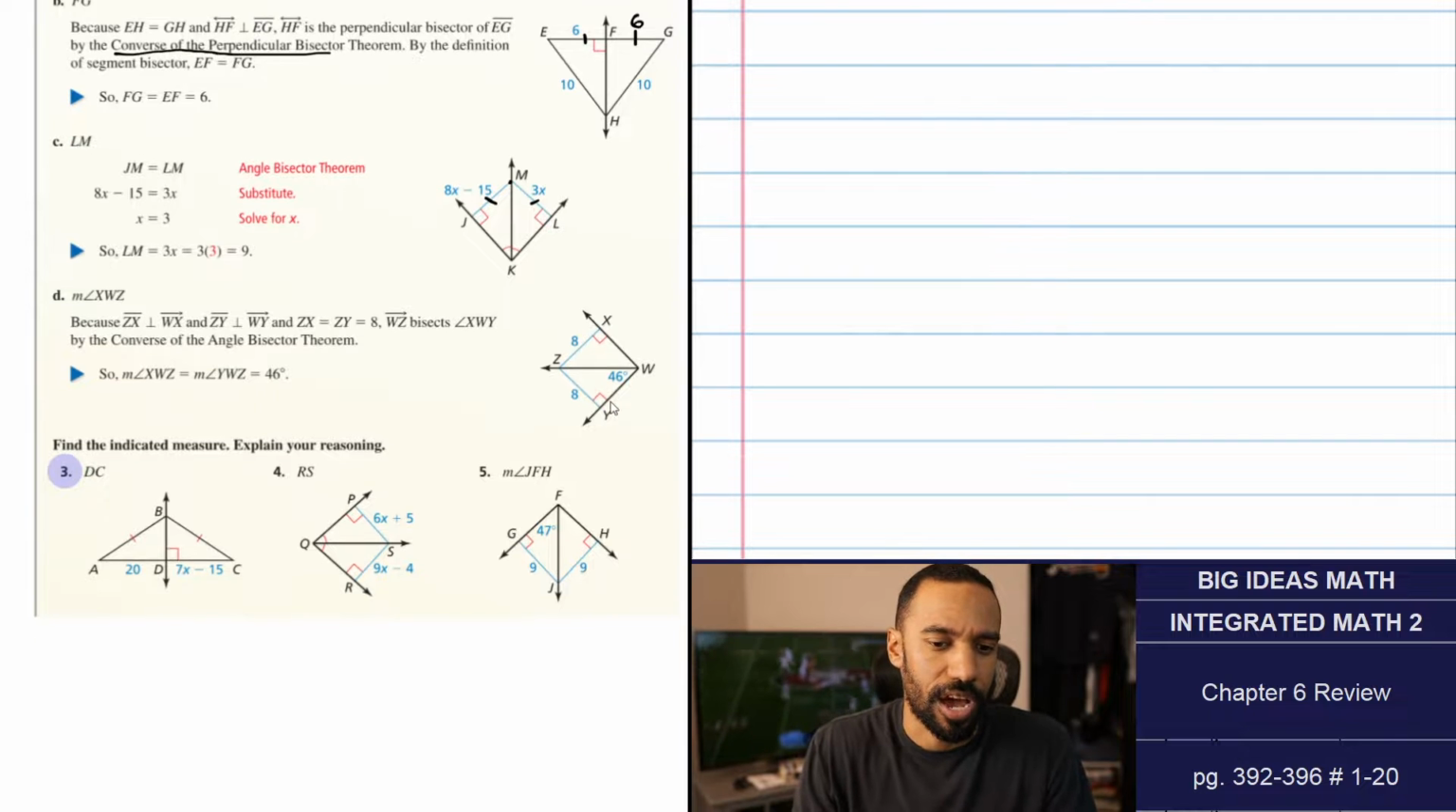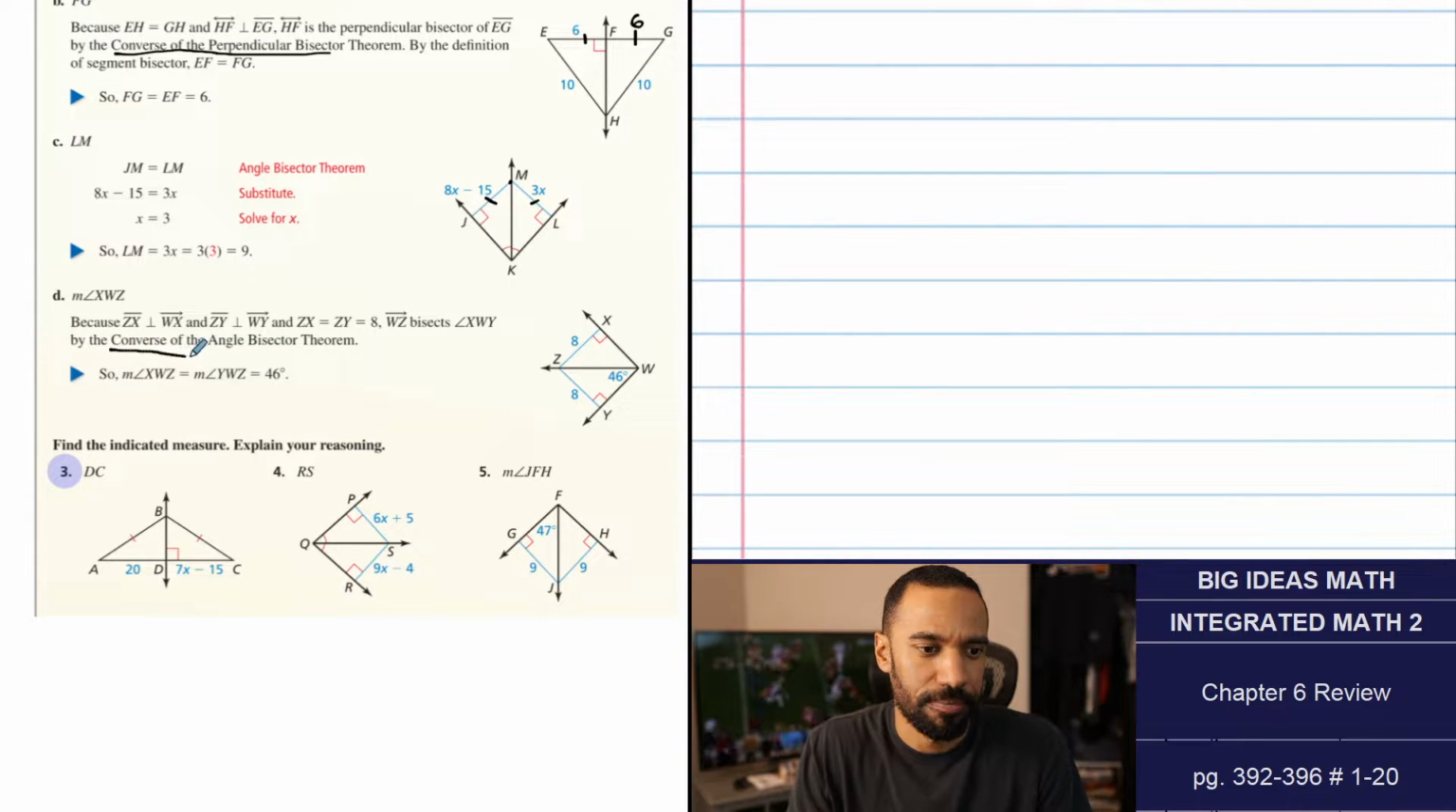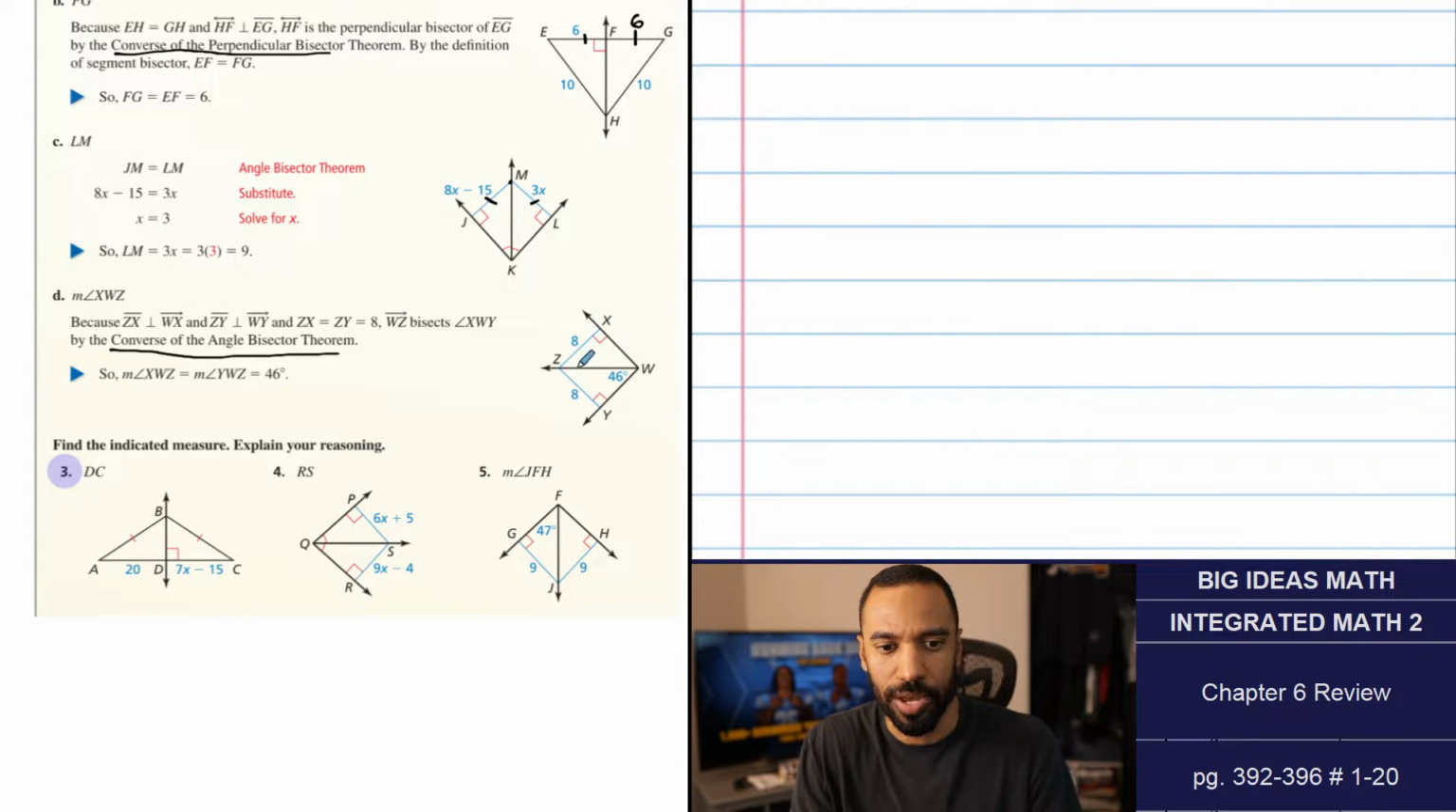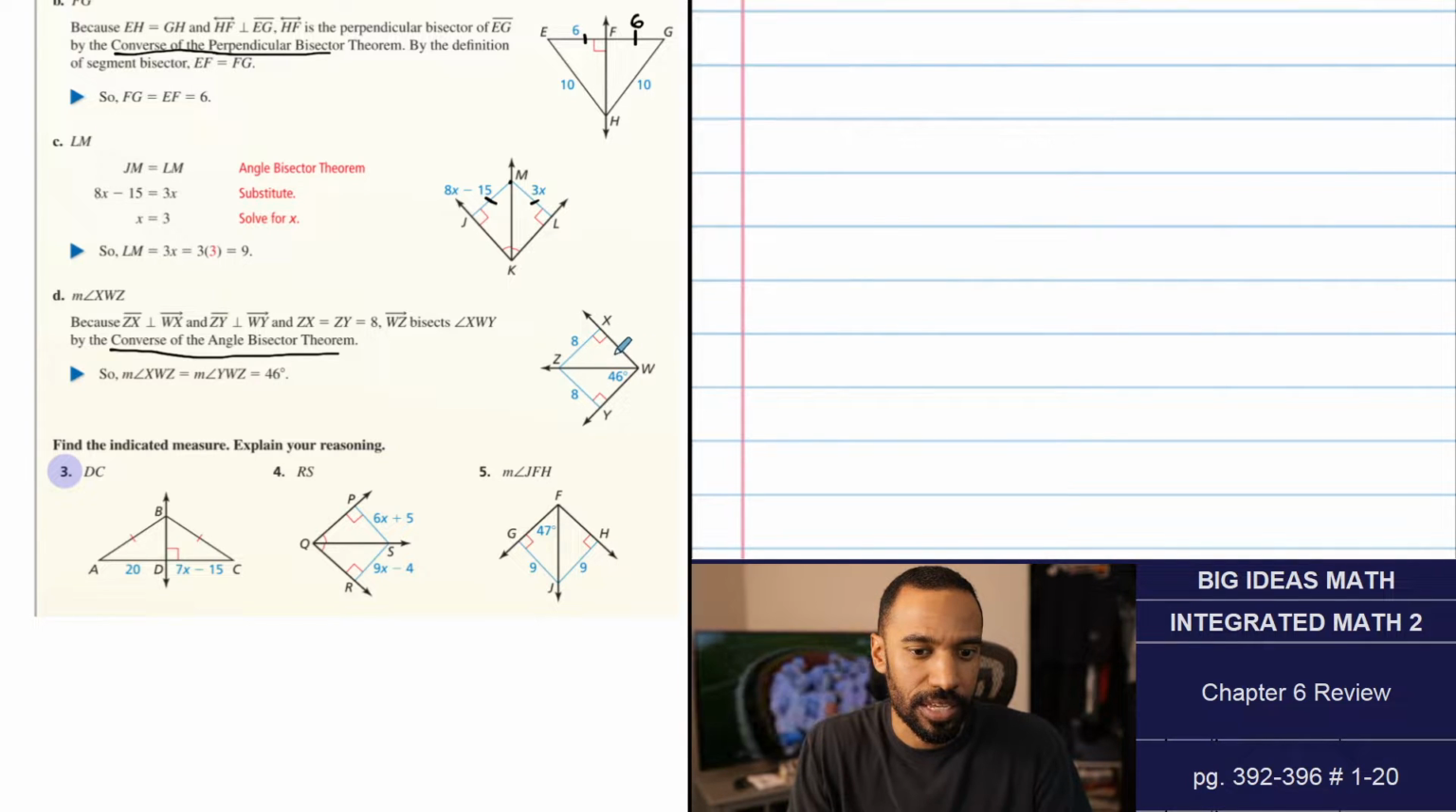Finally, part D. This is the converse of the angle bisector theorem. It shows right there. A point that is equidistant from the sides of an angle is also said to be on the angle's bisector. So Z is 8 units away from the sides by the shortest distances here, ZX and ZY. So WZ must be an angle bisector, therefore. So we're going to find the measure of angle XWZ right there. This is a bisected angle, therefore if that's 46 degrees, then so is this one right here. So they're both 46 degrees. That's why I have to put the degree symbol. There we go. All right, those are the examples.